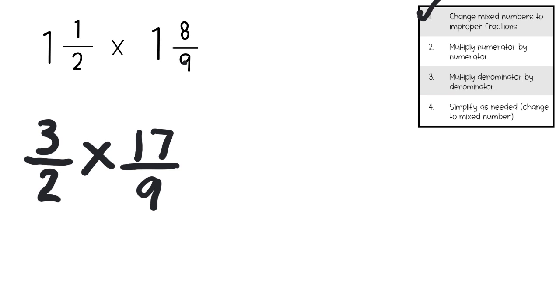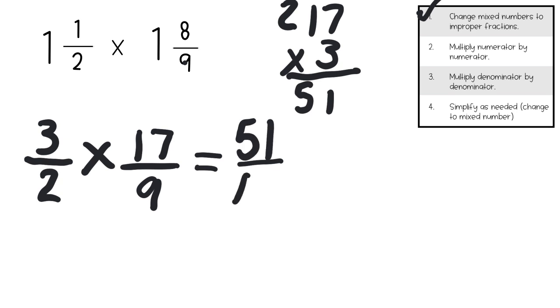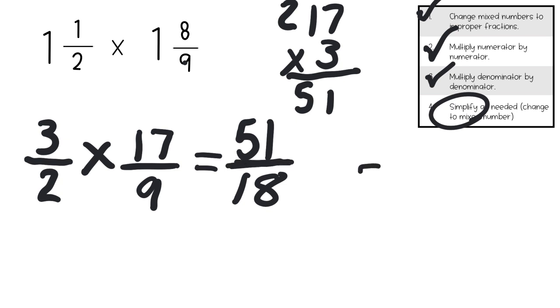Now I need to multiply my numerators to see what I get. 17 times 3, 21. 3 times 1 is 3, plus 2 more is 5. So we end up with 51 as our numerator. And 9 times 2 is 18. Multiplied our numerators, multiplied our denominators. Now we need to simplify. Remember, this sign means to divide.